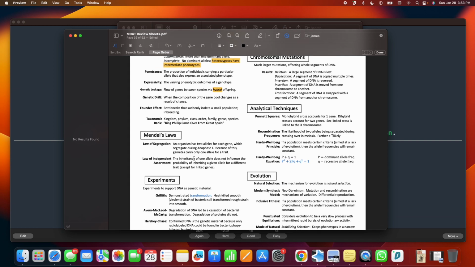Okay, Mendel's laws. We have the law of segregation, which is when an organism has two alleles for each gene, which segregate during anaphase 1. So we have segregation that happens during anaphase 1. So PMAT, if you remember, right? And anaphase was the third stage of meiosis 1, right?